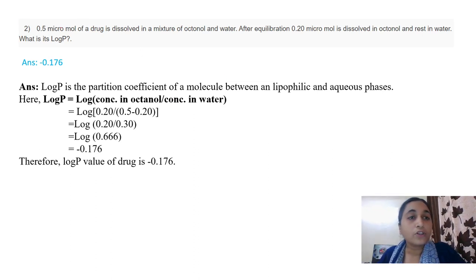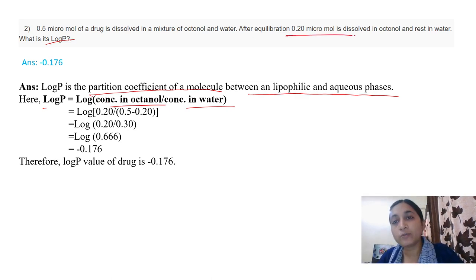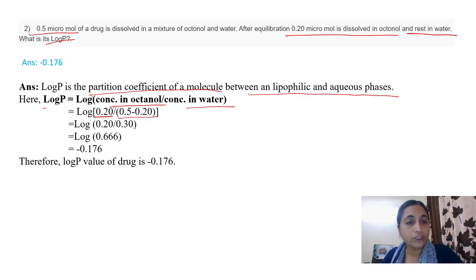In question number 2, 0.5 micromole of drug is dissolved in a mixture of octanol and water. After equilibration, 0.20 micromole is dissolved in octanol and the rest in water. What is its log P? Log P is the partition coefficient of a molecule between a lipophilic and an aqueous phase. So log P equals log of concentration in octanol upon concentration in water. 0.20 micromole is in octanol and the rest in water, which is 0.5 minus 0.2, so 0.3, and this will come to minus 0.176.